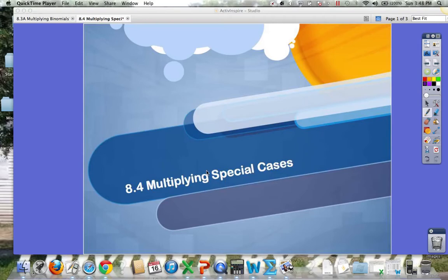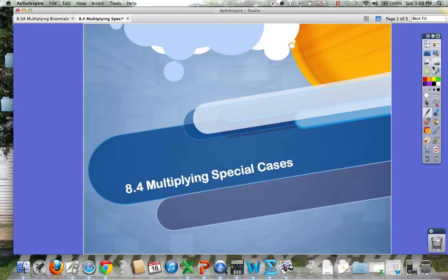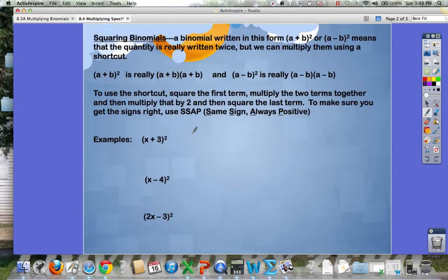Today we're going to be doing 8.4, multiplying special cases. This one should be very easy for you guys. You might like this a lot. It's a couple of shortcuts when you're squaring binomials. That means a binomial written in the form of (a plus b) quantity squared or (a minus b) quantity squared. That really means that the quantity is written twice, but we can multiply them by using a shortcut.